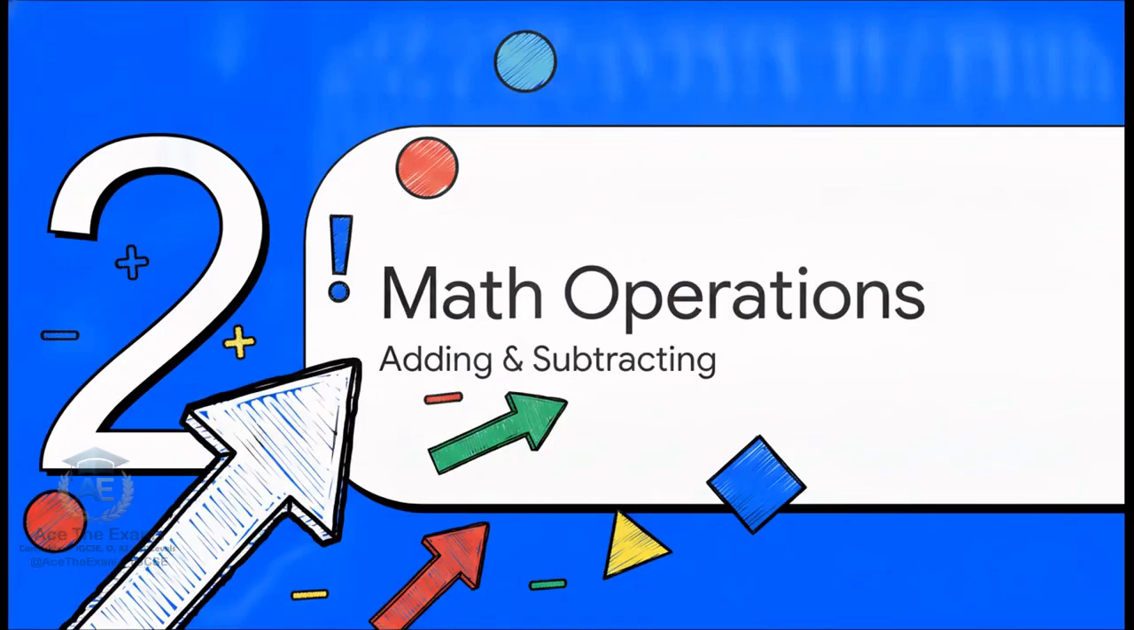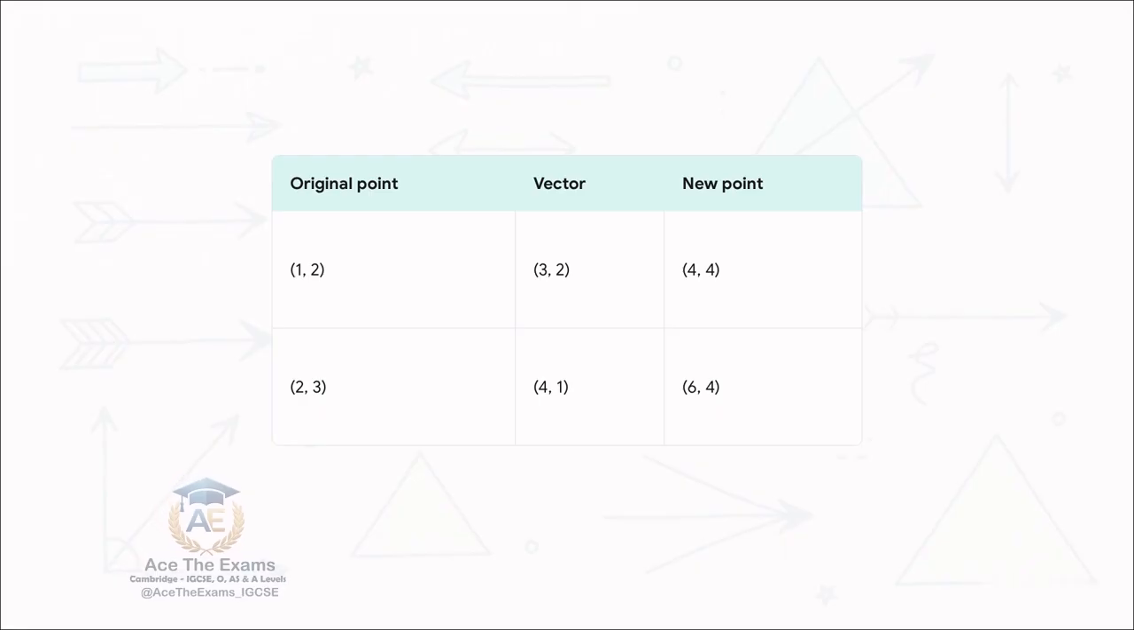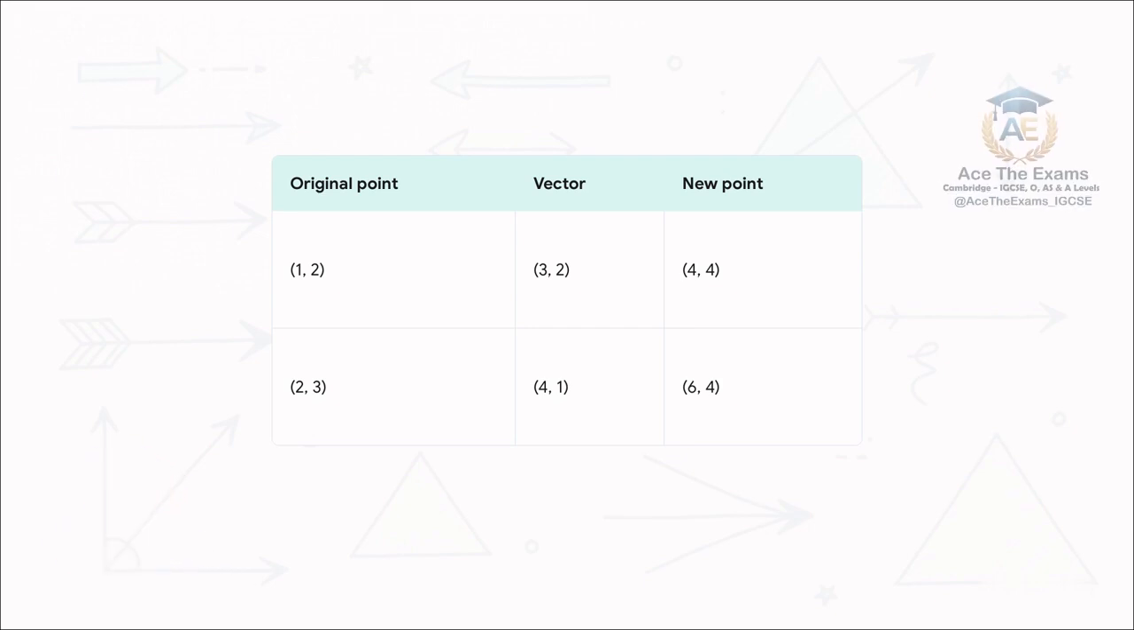Moving right along to Section 2, Vector Math Operations. You know, vector addition is actually beautifully simple. If you start at an original coordinate point, let's say x is 1 and y is 2, and you apply a translation vector of 3 over 2, you simply add the components together. You add the top x values, so 1 plus 3 gives you a new x of 4. Then you add the bottom y values. 2 plus 2 gives you a new y of 4. So your new coordinate is 4, 4. The exact same logic applies to the next example. If you start at 2, 3, and add a vector of 4 over 1, you land precisely at 6, 4. It's just a completely predictable step-by-step mapping system.